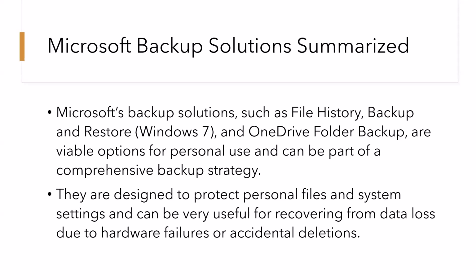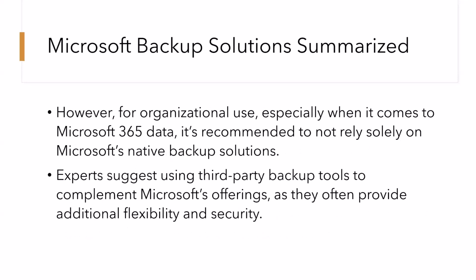Microsoft backup solutions such as File History, Backup and Restore in Windows 7, and OneDrive folder backups are viable options for personal use and can be part of a comprehensive backup strategy. They are designed to protect personal files and system settings and can be very useful for recovering from data loss due to hardware failures or accidental deletions.